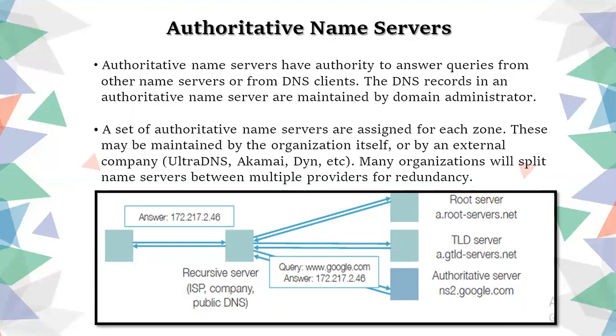The DNS records of the authority name server are maintained by a domain administrator. A set of authoritative name servers are assigned for each zone. This may be maintained by the organization itself or by an external company. Many organizations will split the name servers between multiple providers for redundancy.